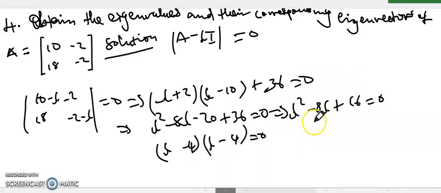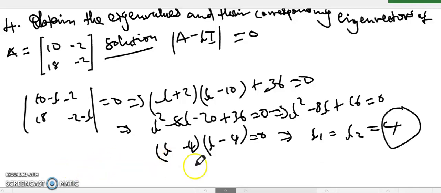Or you can plug this in your calculator and find the values for lambda, so that you will see that our lambda 1 is equal to lambda 2, which means that lambda is equal to 4, and 4 in this case is our eigenvalue. So let us now find the eigenvector. Since we have one eigenvalue, it means we can find the one eigenvector.